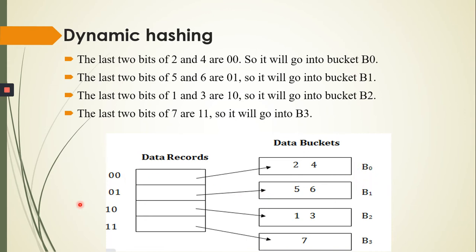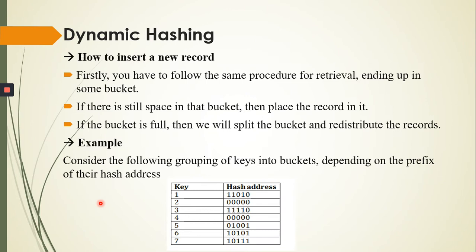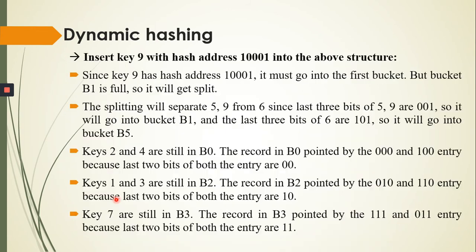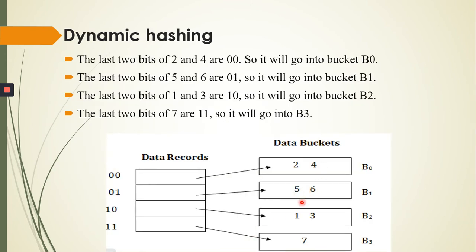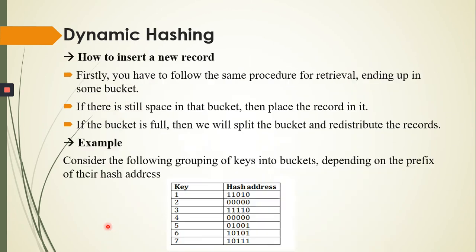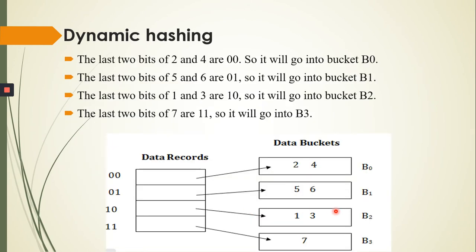Now we have 01. For 01 we have 5 and 6. So 5 and 6 we put over here and we give the bucket name B1. Next we have 10. For 10 we get 1 and 3, so we put 1 and 3 and give bucket name B2. Now for 11 we get only 7. So this is the concept, and we can easily insert the data.